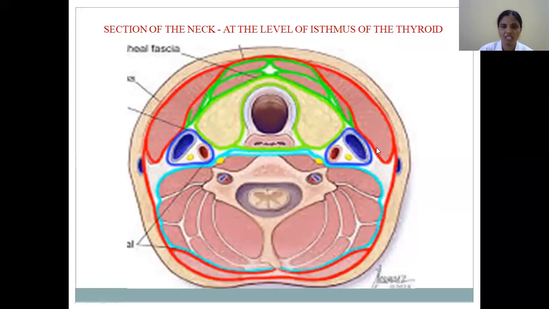Actually, there is no bony case to support or protect the structures present in the neck. All the important structures are present here, but there is no bony case or bony rib cage to surround all these structures. So for this, what happened? The fascia itself is modified and forms important facial compartments.